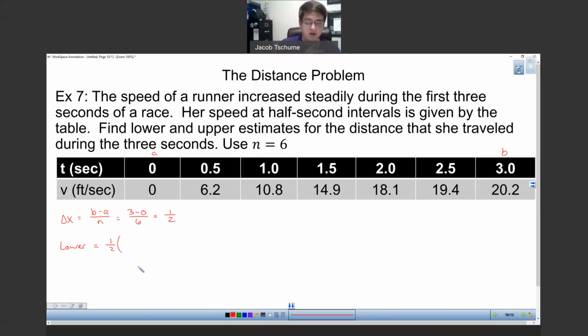So in red here, if I were to calculate the first 6 time measurements, you have to go in half-second intervals. That would be 0, 6.2, 10.8, 14.9, 18.1, and 19.4. After that, you stop. You don't use the 20.2 because that's technically on the right-hand side of that last interval. You count the first 6 numbers, and these are kind of like the heights of your rectangles. You would go through and add all of those together.